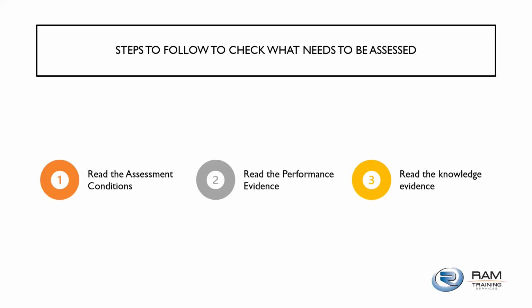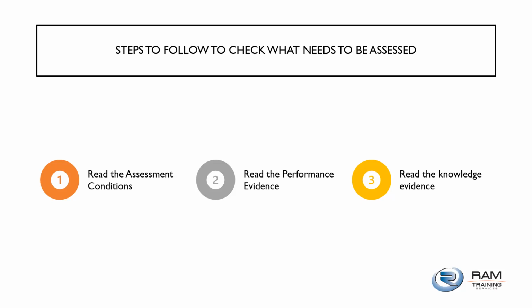Now, number 3 here, it says read the knowledge evidence. And this is where we find all the knowledge that we need to assess someone on. So you'll often find that it'll say things like policy and procedures on doing X, Y, Z. Or, if we go to the first aid example, we could talk about the Australian Resuscitation Council policies and procedures on conducting or deploying CPR. All right. So it's going to have a list of all the different things that we need to check the knowledge of.